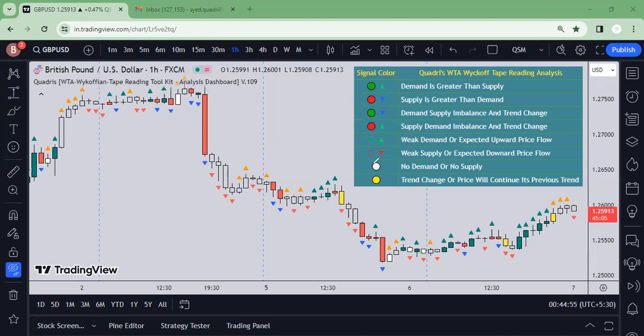So this is one case. Second case, if this one is hollow and this one is green, it has to be orange. If this is the case, that means it's a weak demand, and secondly, prices are expected to move upwards.